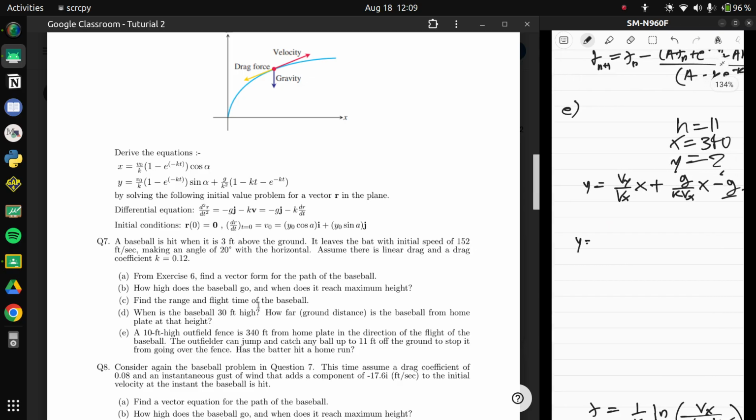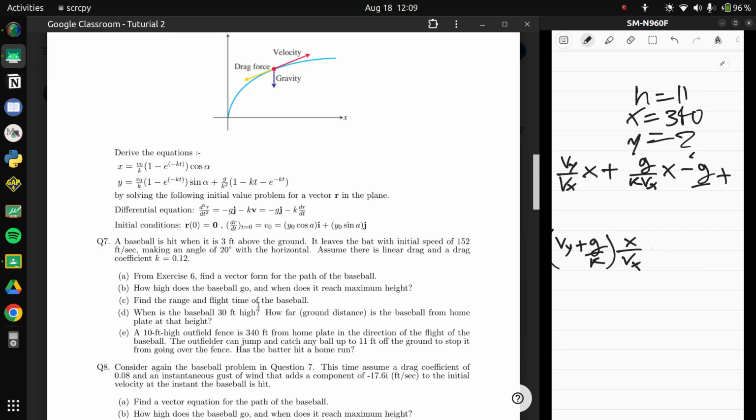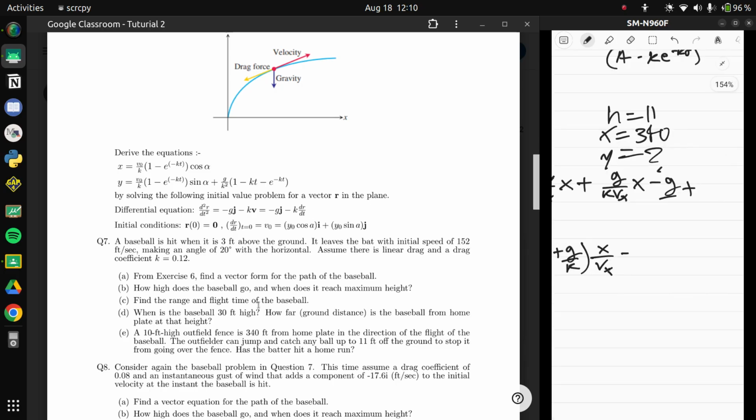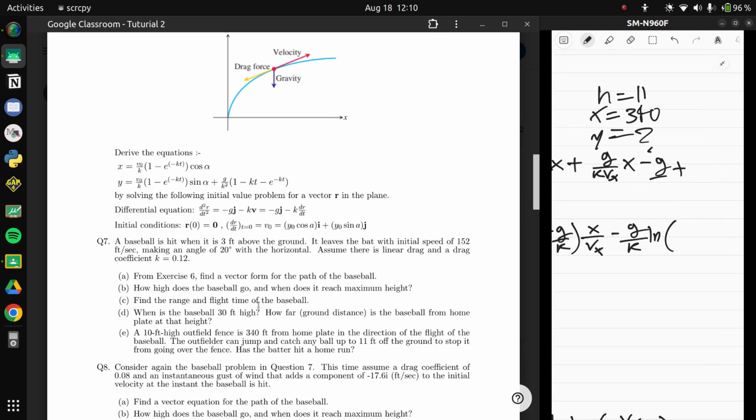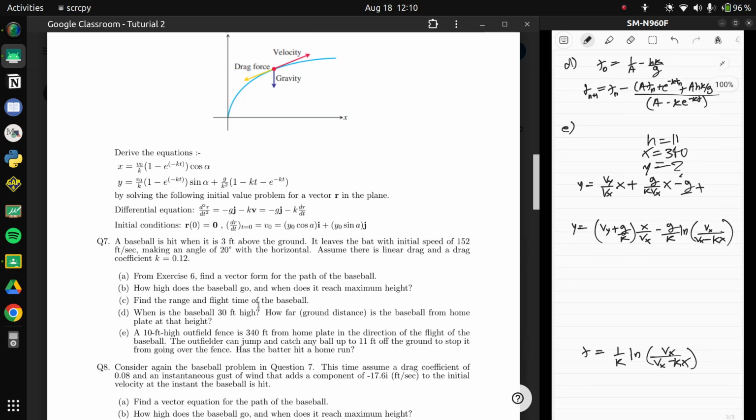So just have y is equal to vy upon vx plus g upon k vx, or you could just put the vx outside. So just like vy plus g by k, and you got x upon vx, right? And then minus gt. So t is just this quantity, so it's minus g upon k natural log of, and that pretty much dictates the value of y.